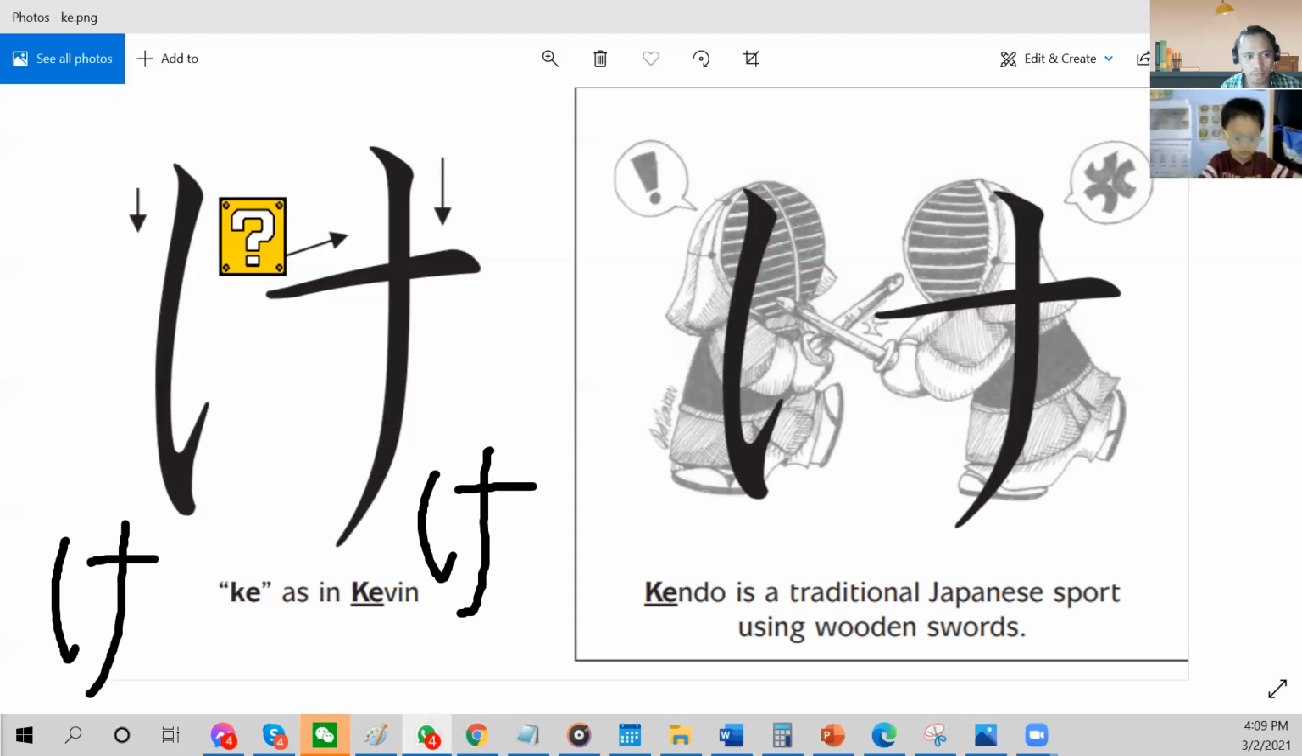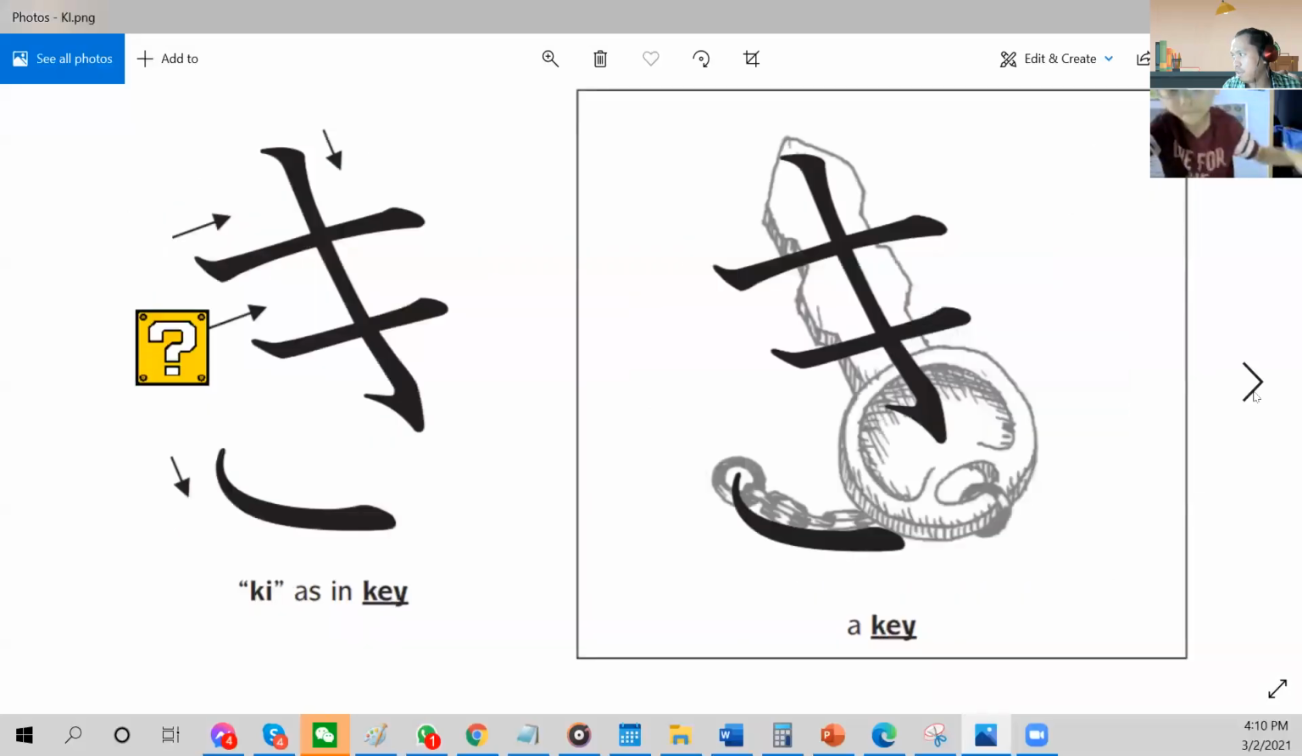Okay. So let's do it again. Okay, one more. Can you write it now? Yes. Okay, good. Okay, great. Can you say ke? Ke. Good. Okay. Let's erase it now. Okay, next character. How about this one? How to read this one? Key. Okay, can you say it? Key. A key. So how to write it now?